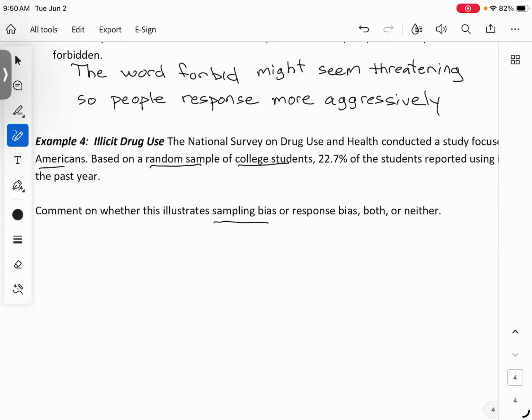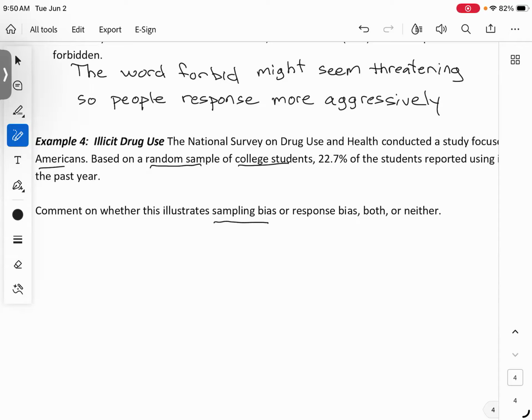So a couple things I want to point out as we finish this lesson: was it random? Yes, so that is good. But did it include all young Americans? Were all young Americans given the chance to get selected in there? And this one kind of sneaks by students. Not everybody catches this one. They're like, "Oh, it's random. It was good," but it was only college students, right?